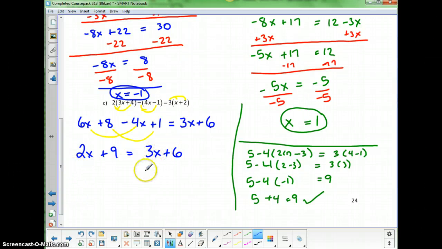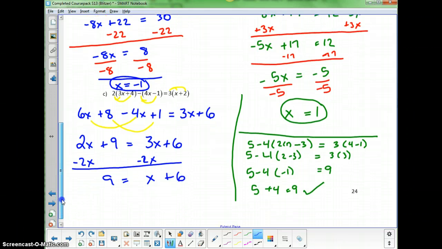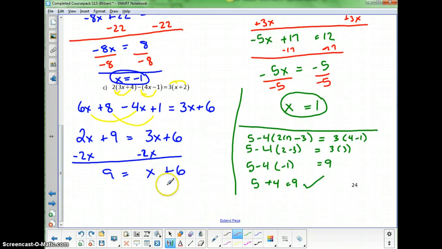I notice that if I move the 3x, minus 3x would give me negative 1x. Or if I move the 2x, subtracting 2x would be positive 1x. I'm going to go ahead and move the 2x and keep that x positive. So I'm going to subtract 2x from both sides. It gives us 9 equals 1x, and the advantage of doing it this way is that I can simply write x. I don't have to write the positive 1. I would have to write the negative if I would have done it the other way. And finishing this off with a subtraction of 6 gives me 3 is equal to x.